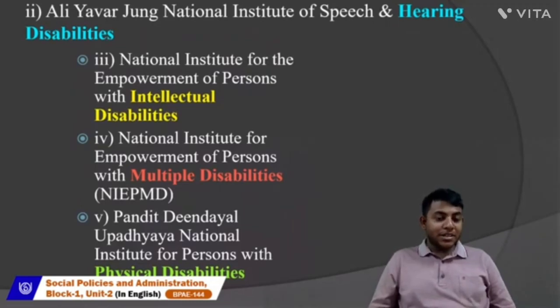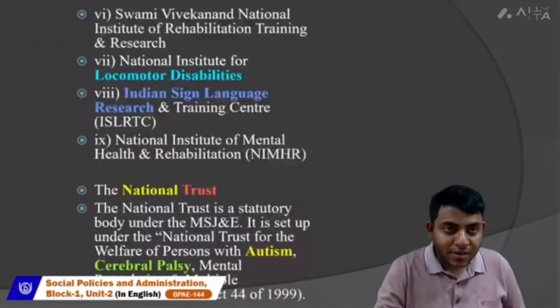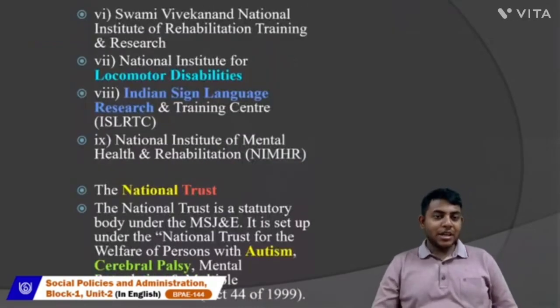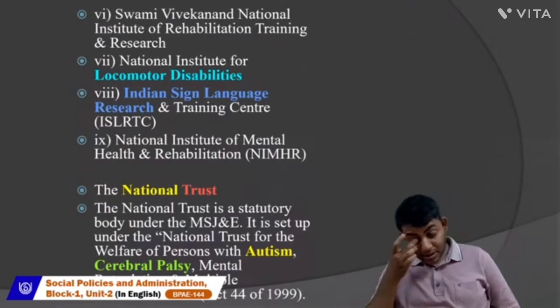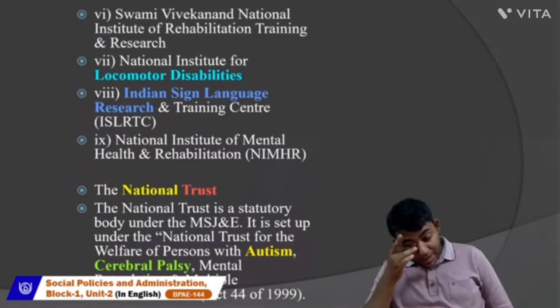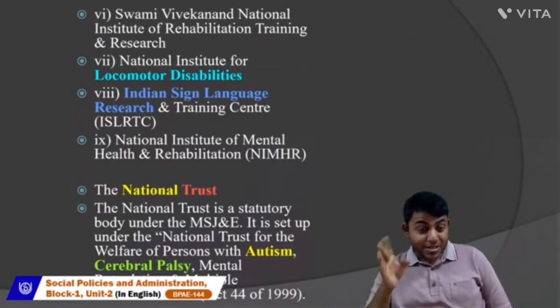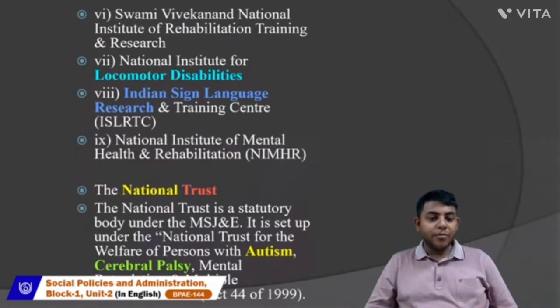And the fifth is the Pandit Deen Dayal Upadhyay National Institute for Persons with Physical Disabilities. The sixth is the Swami Vivekananda National Institute for Rehabilitation, Training and Research. The seventh being the National Institute for Locomotor Disabilities. The eighth institution established by them is the Indian Sign Language Research and Training Center, and the ninth institute established by the Department of Empowerment of Persons with Disabilities is the National Institute of Mental Health and Rehabilitation, NIMHR. And also there is the National Trust as well.